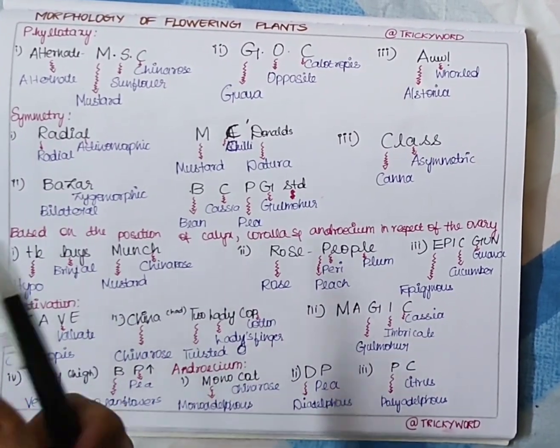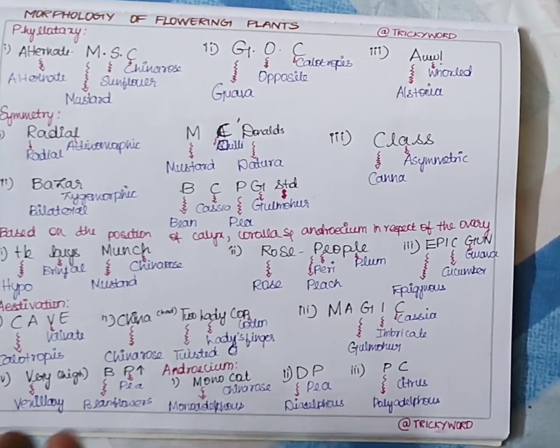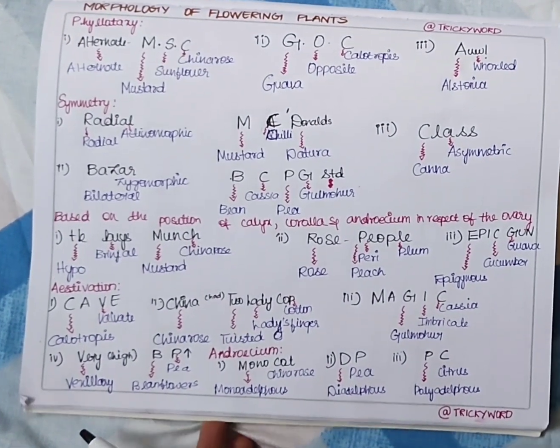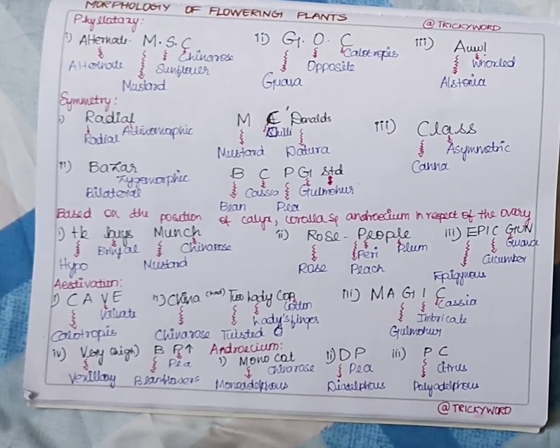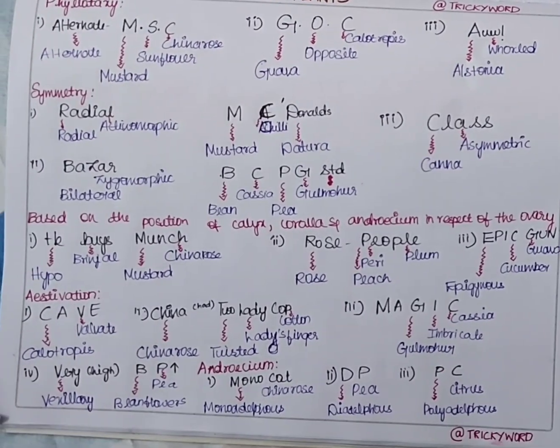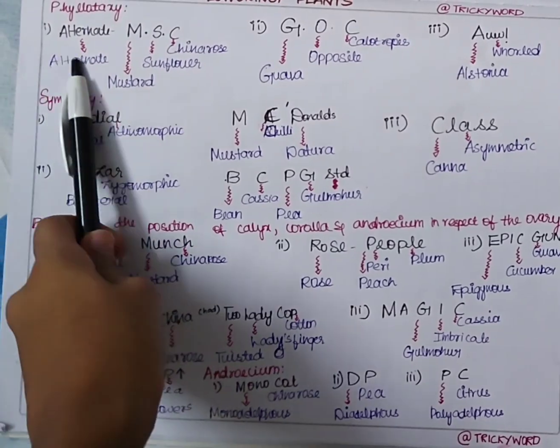In the first video we discussed the short tricks for the region of fruit, the types of fruit and examples, and also the modification of root as well as stem. I hope those short tricks are clear. Now we will discuss the further things from this chapter.